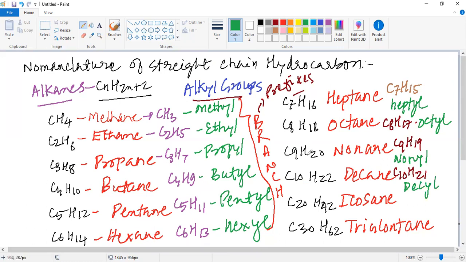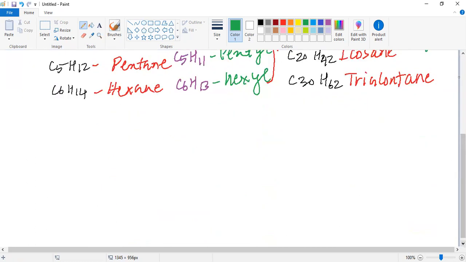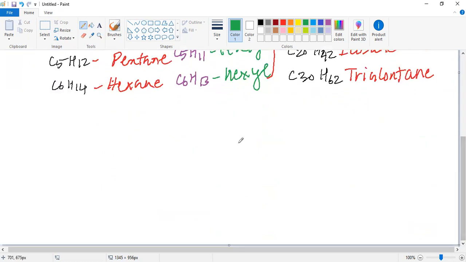So this is why, my dear students, by adding the suffix yl, we can have the alkyl groups from these alkanes. Now there are some abbreviations, my dear students, that we use for the branched chains. So first, let us study about the branched chain hydrocarbons.